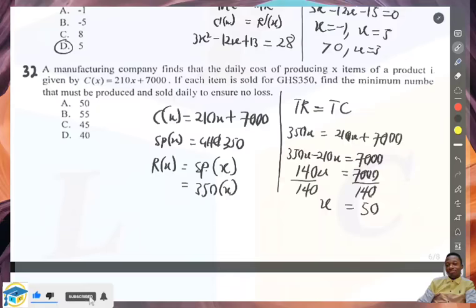So if X equals 50, that is fine. So the minimum number of X products that we are producing to ensure no loss is 50. So let's take note of that.